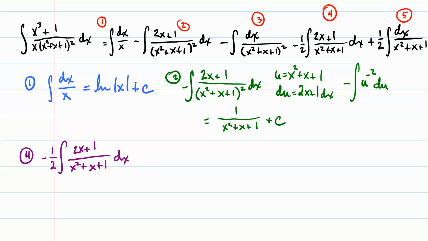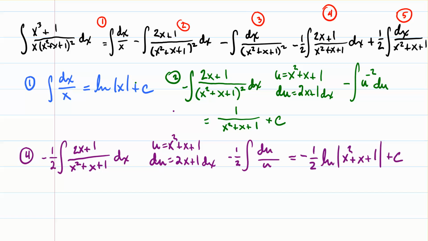And for this fourth integral, what we're going to need to do is do again a u substitution, as we did with integral number 2, and we'll see how that works. U is going to be x squared plus x plus 1, and du is 2x plus 1 dx, so giving us in terms of u negative 1/2 integral du over u, and that's going to give us negative 1/2 natural log absolute value of x squared plus x plus 1, and then plus c. So that's going to do it for the fourth integral.